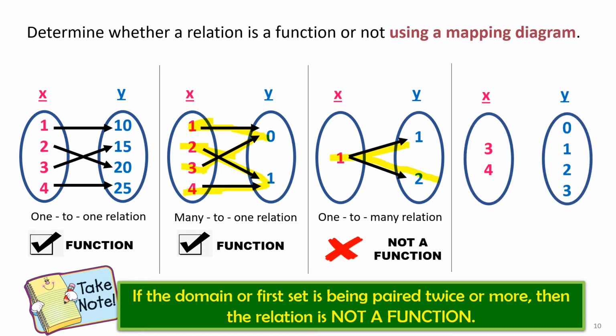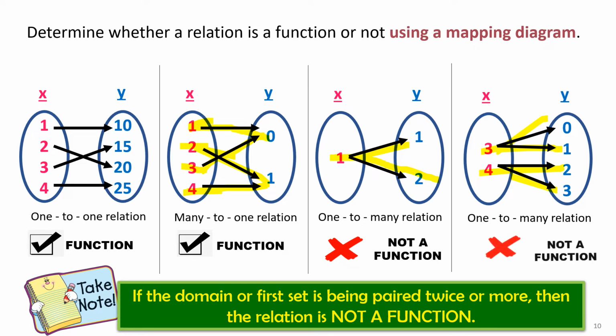That's right. How about on the last example, si x and si y values? Okay, so here, 3 is being paired to 0. 3 again is being paired to 1. 4 is being paired to 2. And 4 again is being paired to 3. So obviously, this is the same example from the previous. Itong pangatlo. So 3 here is paired twice kay 0 at saka kay 1. Si 4 is paired kay 2 at saka sa 3. Then, this is a one-to-many relation. In other words, this is not a function.